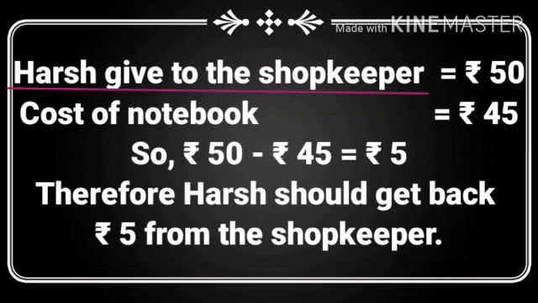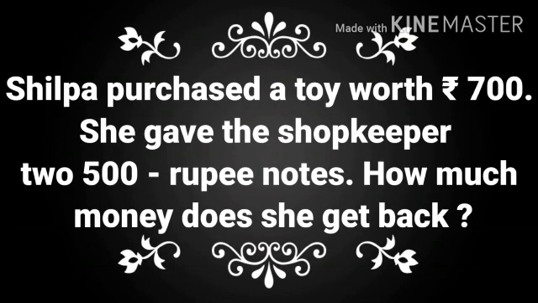Harsh gave the shopkeeper rupees 50 and the cost of a notebook is rupees 45. So rupees 50 minus rupees 45 is equal to 5. Therefore Harsh should get back rupees 5 from the shopkeeper. Moving to the next example.